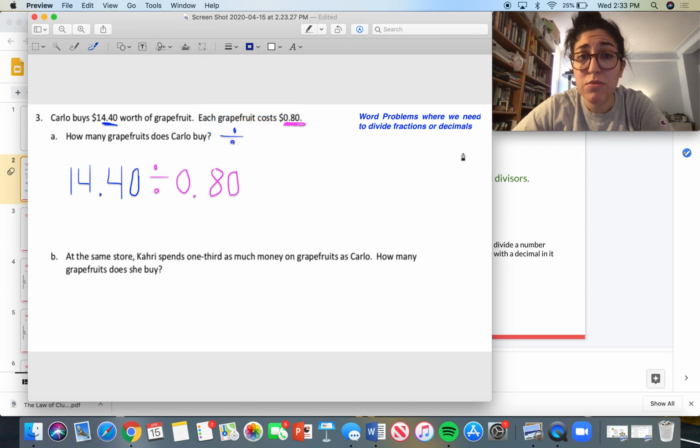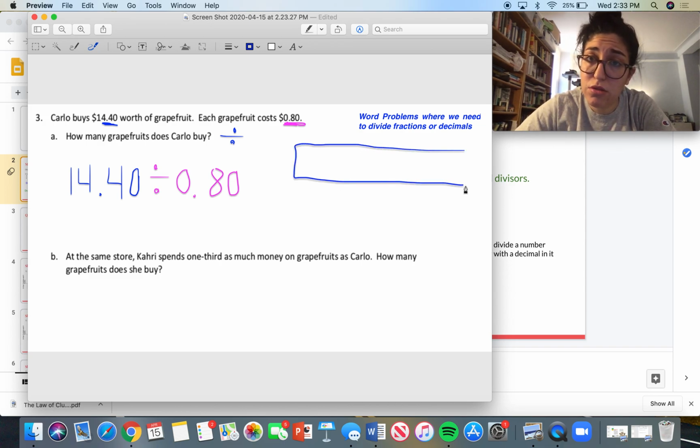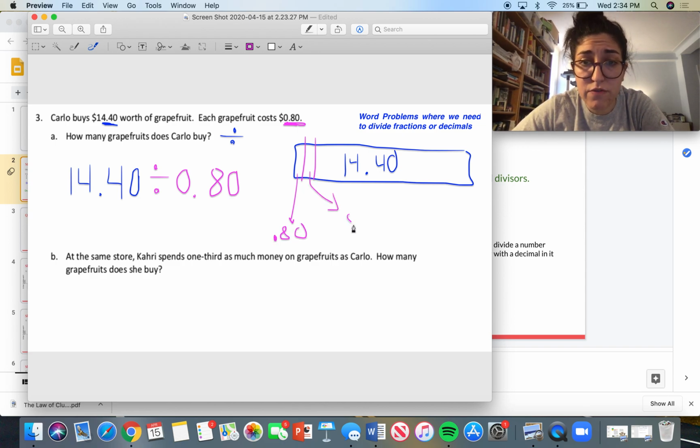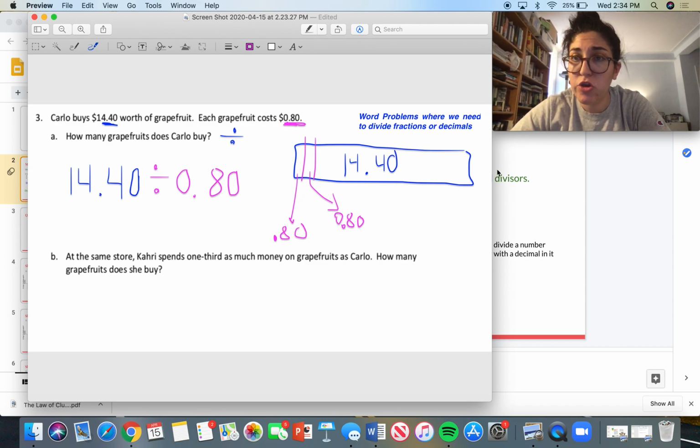So two things. One, this might take a while, but you can make a tape diagram that is worth this $14.40, and you can split it into small little pieces of 80 cents. So this would be one group of 80 cents, here would be another group of 80 cents, right? Here would be another 80 cents. One of these plus another one of these would be, if you need some help with this, $1.60.